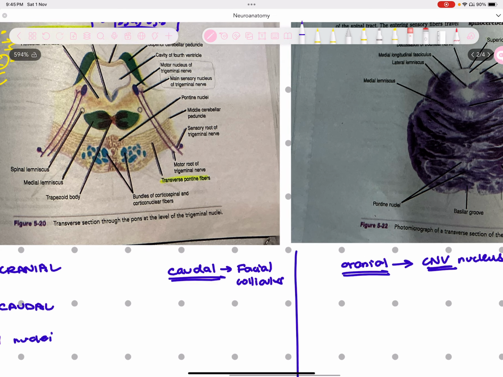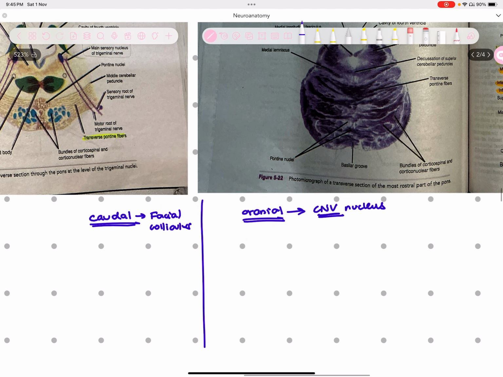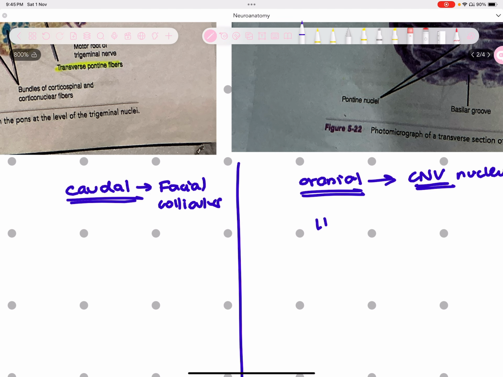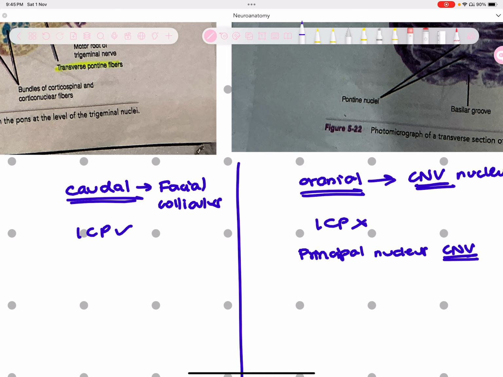Right. So let's look at the first difference. Your cranial level does not have the inferior cerebellar peduncle. It was there, but it is not here. Then the other difference is that this has the principal nucleus of the fifth cranial nerve, which is the trigeminal nerve. Here you just had the spinal nucleus and tract of your fifth cranial nerve.